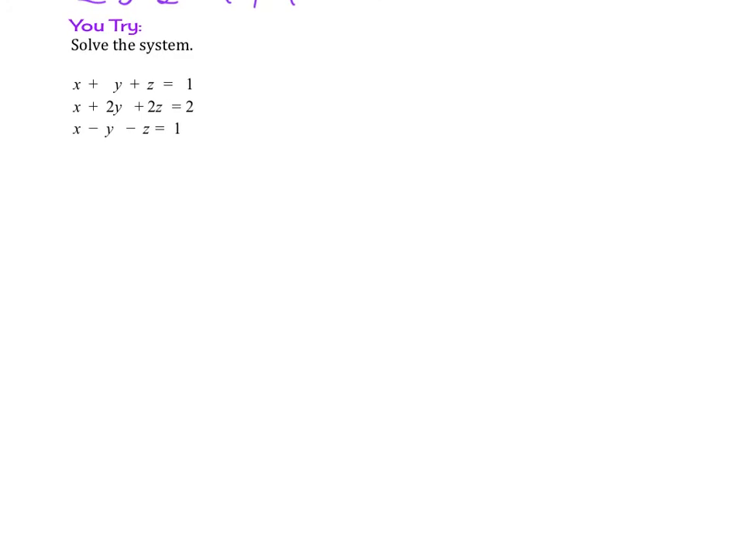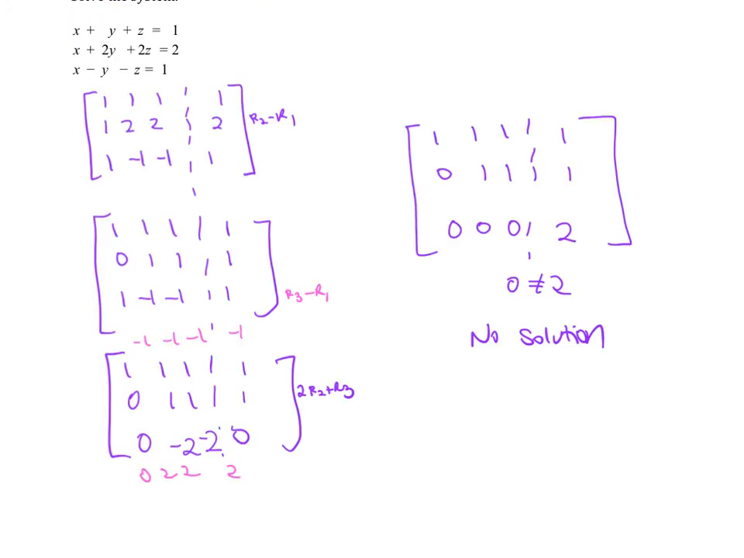So try it with this example here. Looking at this example, I wrote it in my augmented matrix. I subtracted row 2 minus row 1, and then I got 0, 1, 1, 1. And then I did row 3 minus row 1, and then I did my work here for row 1, -1, they're all negatives. And so I got 0, -2, -2, 0.